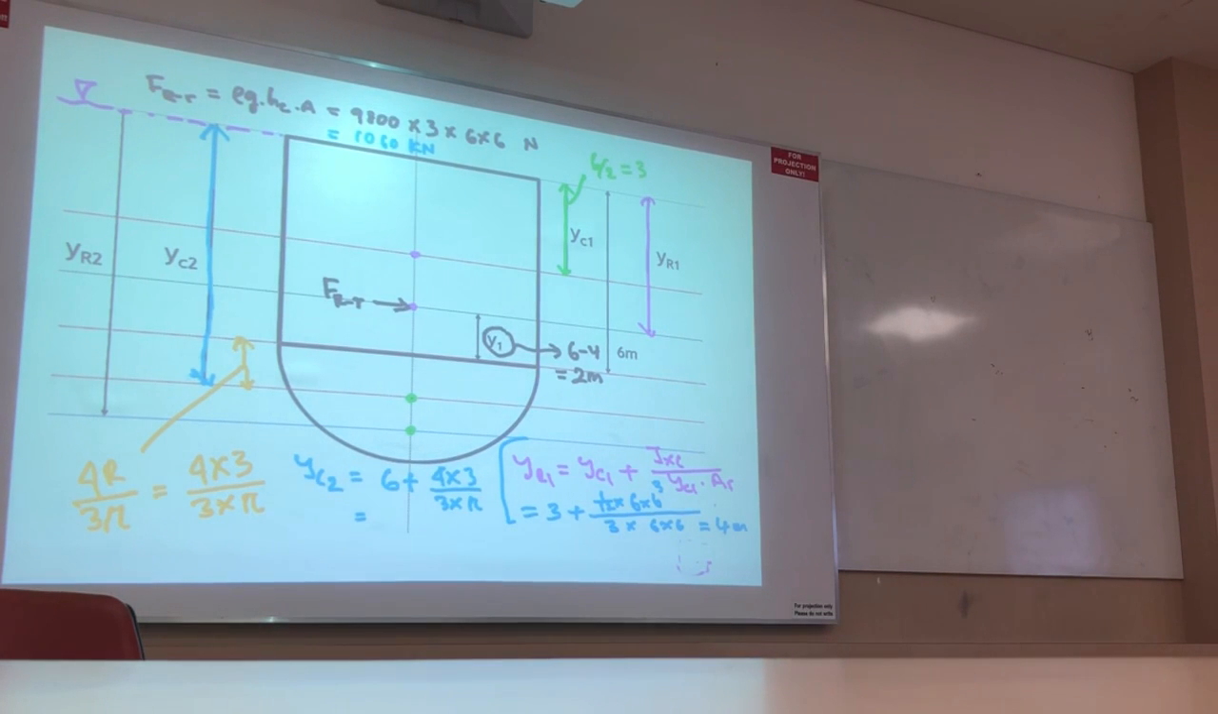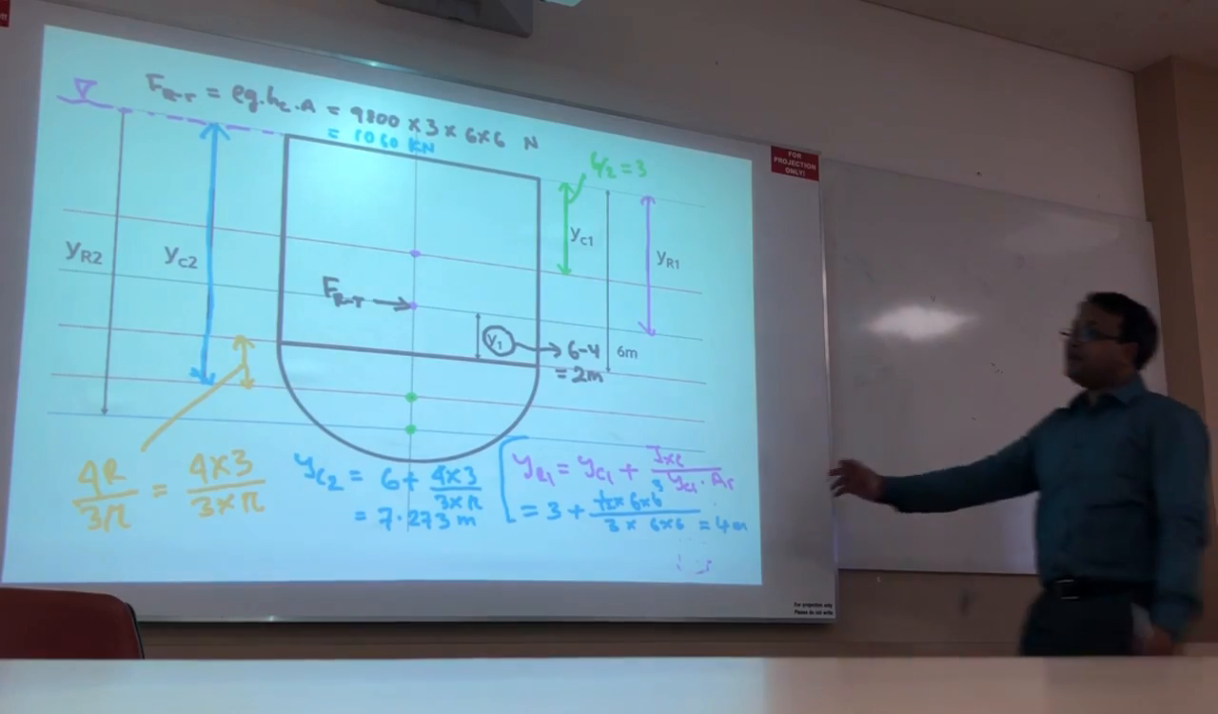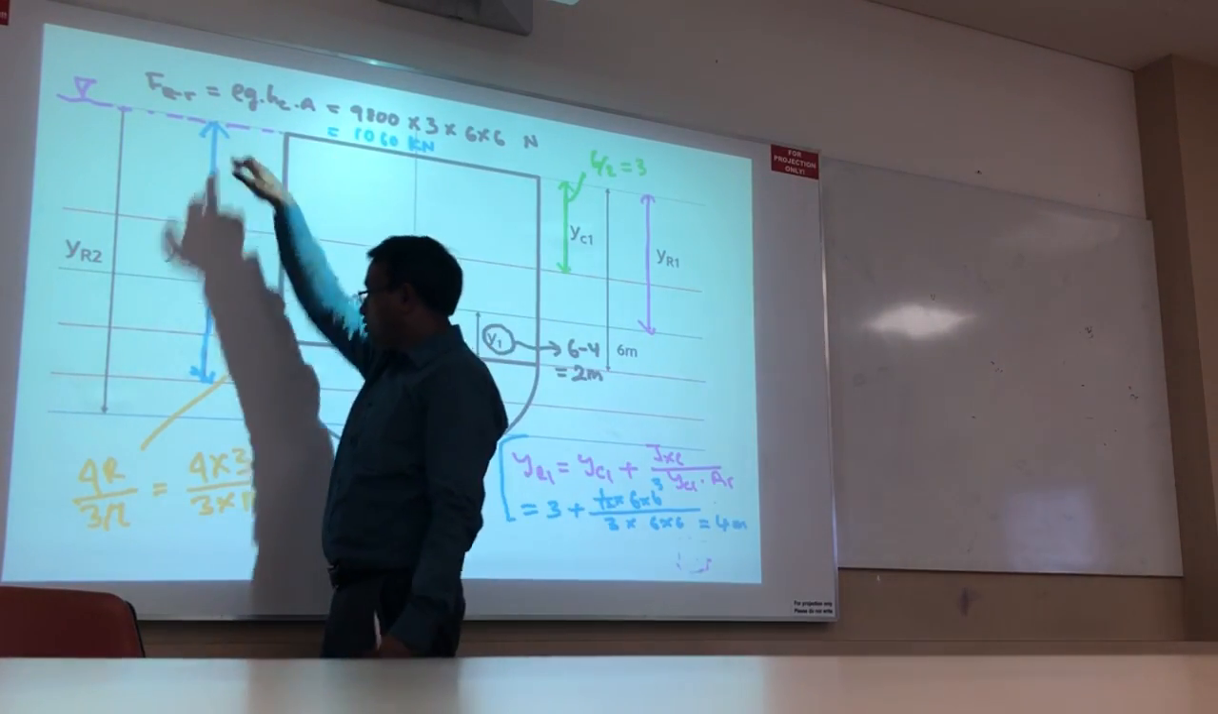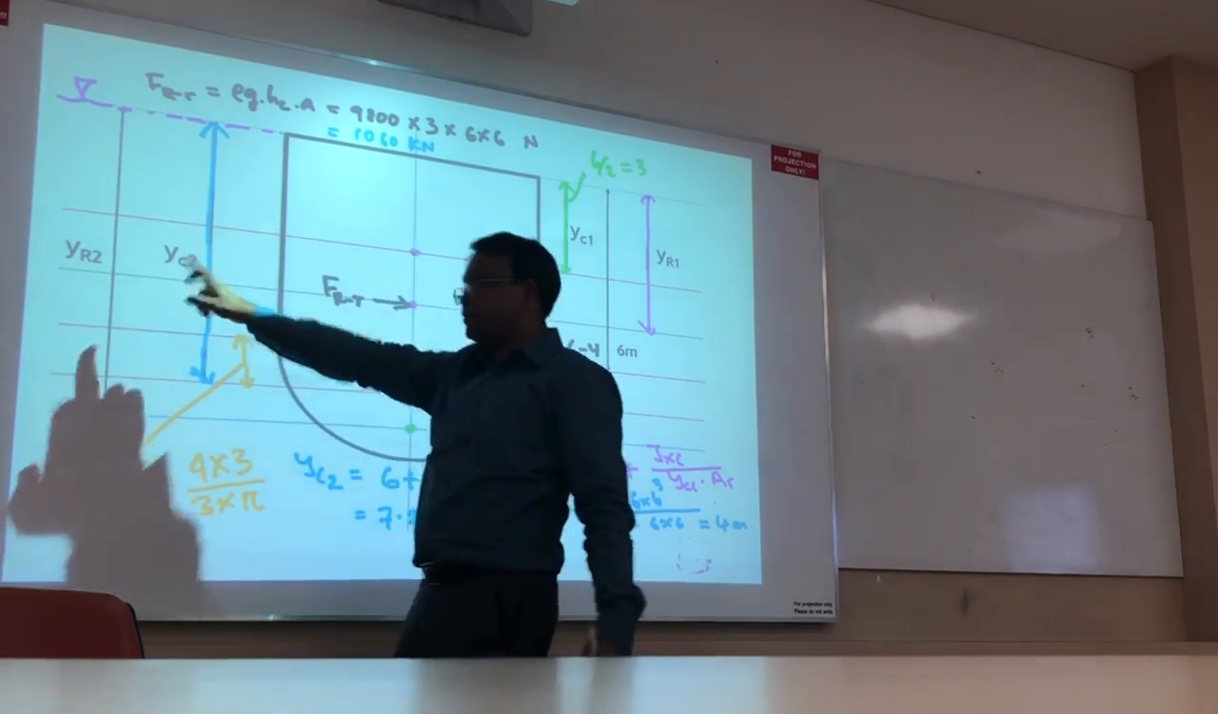yc2, I get how much? 4r by 3 pi. What is the number? Tell me. Calculate. 4r by 3 pi, 7.273. Right. Meter. Okay? So I can find yc2 from here to here. Done. Right? From here to here is yr2.